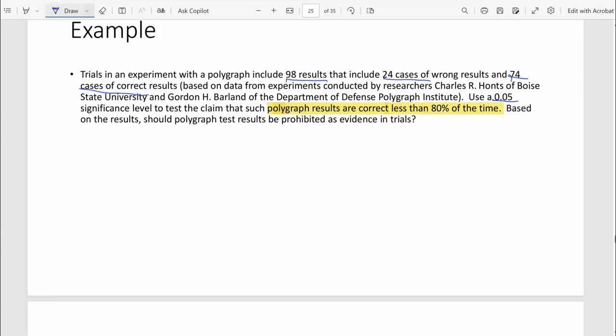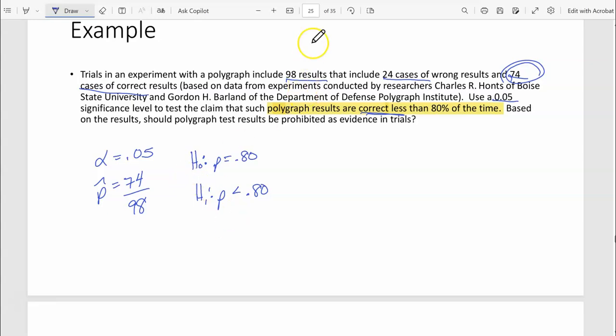So let's talk about everything we know. We know alpha is 0.05, p hat. And since we're testing how correct they are, we're going to end up using that 74. So 74 correct out of 98. So that's my successes and how many trials I had. And figure out our hypotheses, testing the claim about a proportion, correct less than 80% of the time.